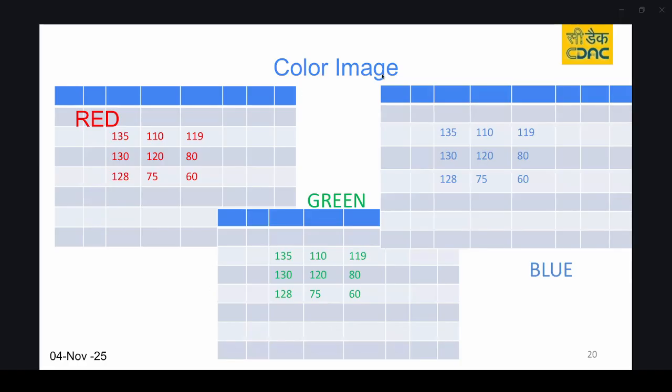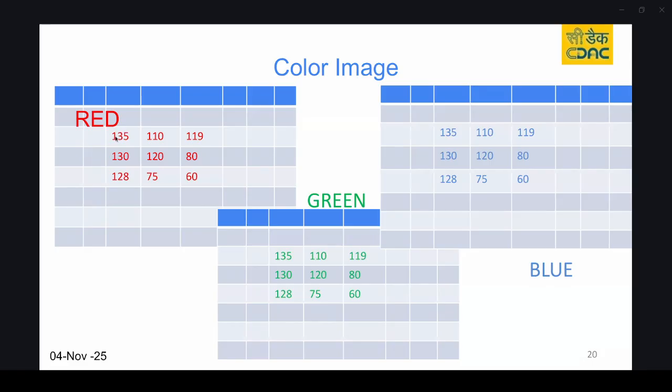Whereas for the color image, you will have three matrices: red matrix, green matrix, and blue matrix. And the combination of these three matrix values will form your color image.